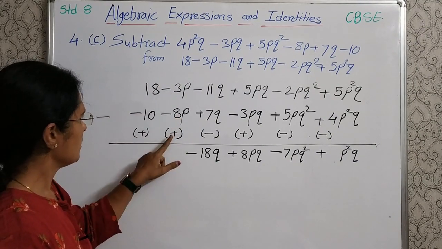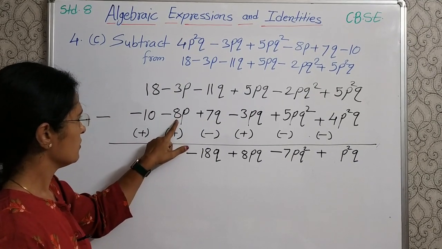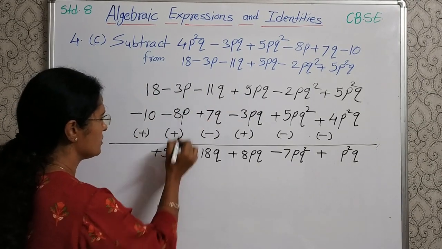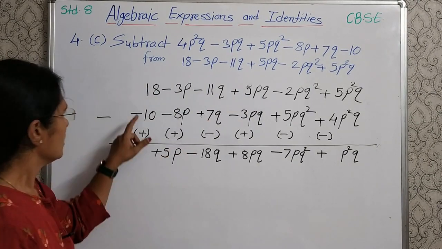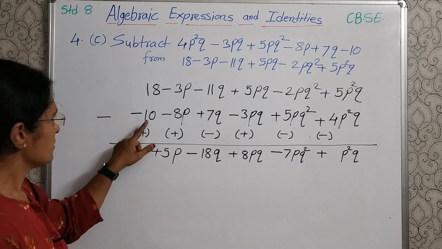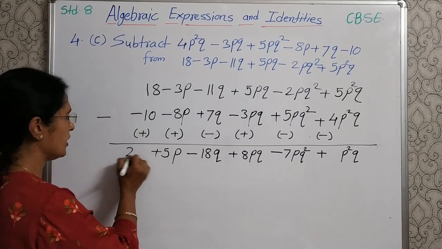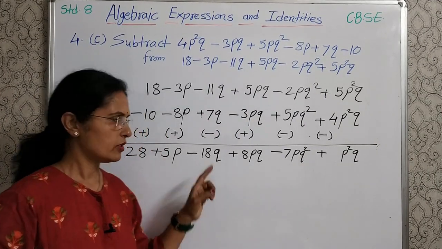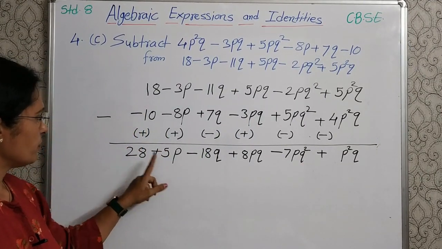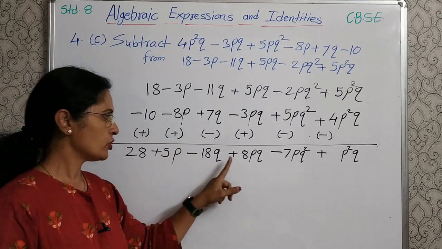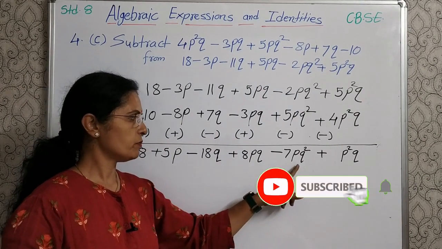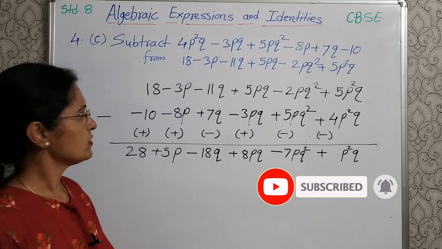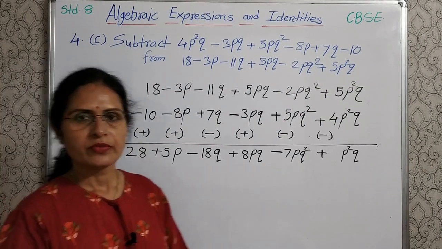Next, minus 3 plus 8 is plus 5p, and p is the variable. 18 plus 10 is 28. So this is the answer for this subtraction: 28 plus 5p minus 18q plus 8pq minus 7pq square plus p square q. And here we have completed the exercise.